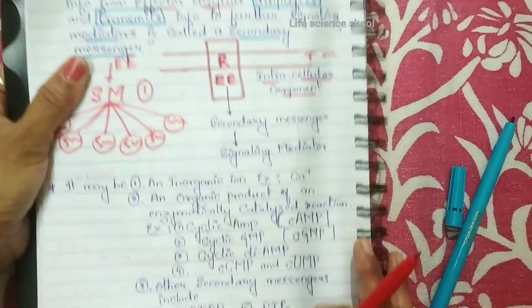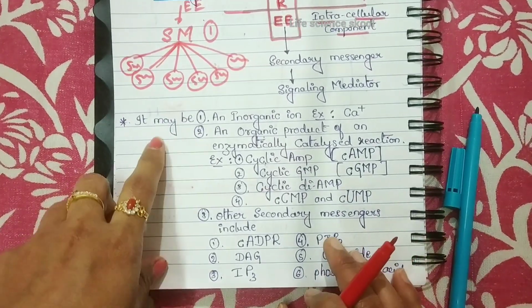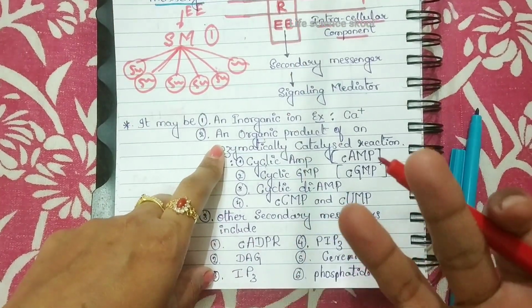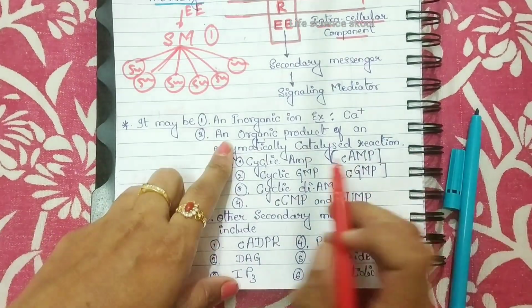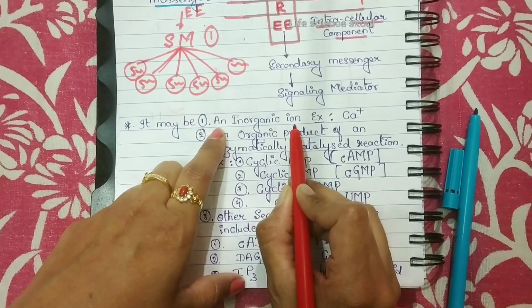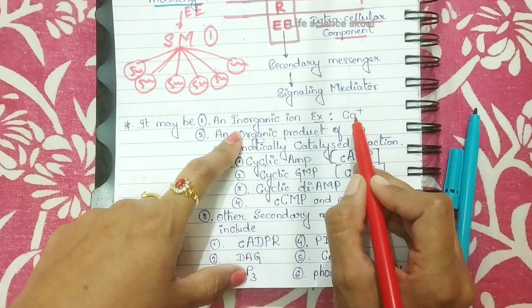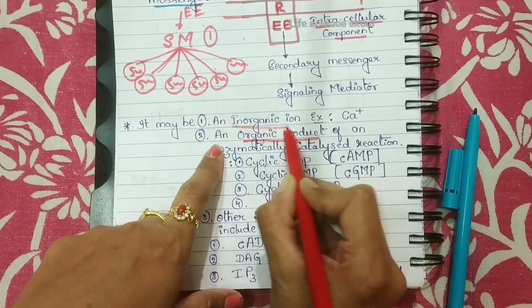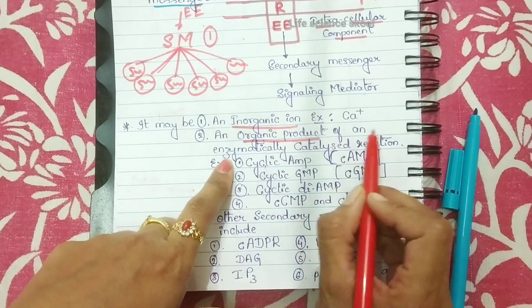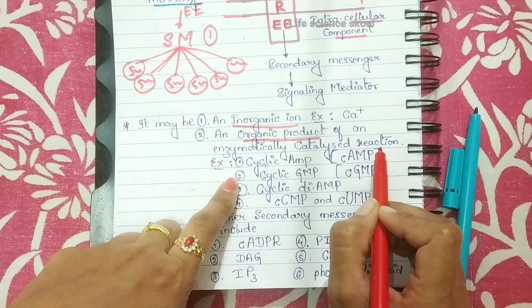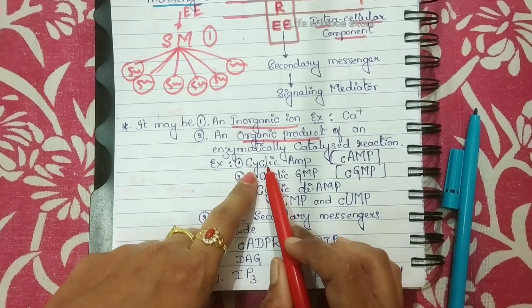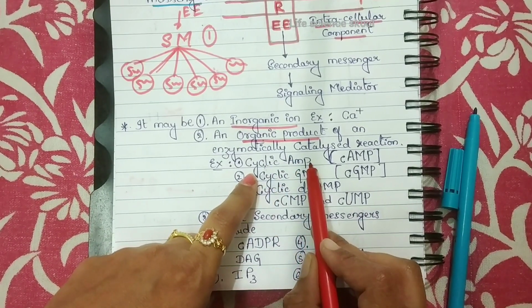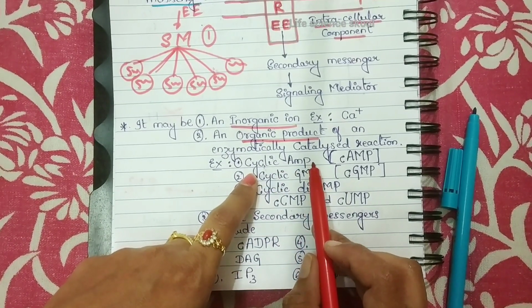Okay, now we will look at the examples here. What are those secondary messengers? Those secondary messengers may be an inorganic ion, for example Ca2+, or it may be an organic compound of an enzymatically catalyzed reaction. For example, the first example is cyclic AMP, cyclic adenosine monophosphate. That is an example of a secondary messenger.